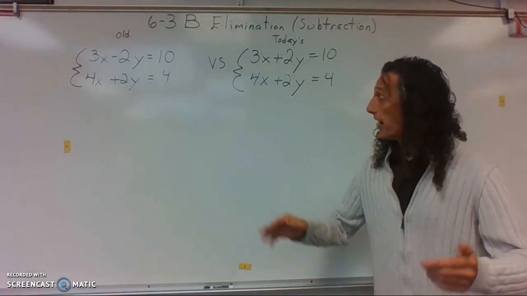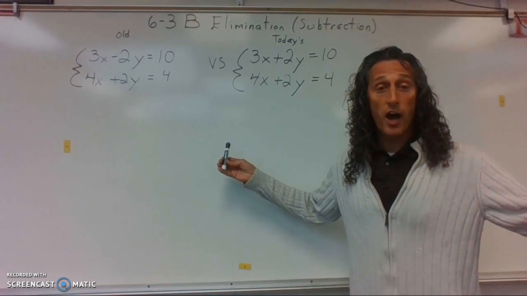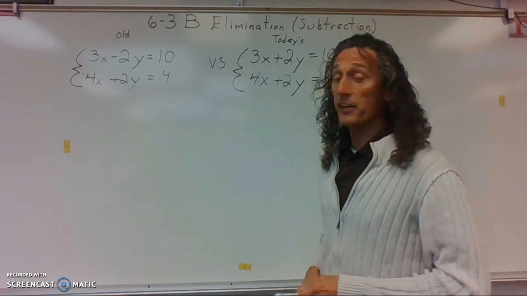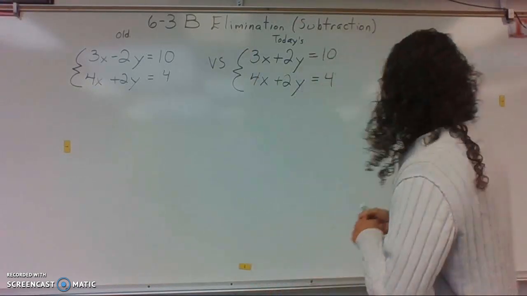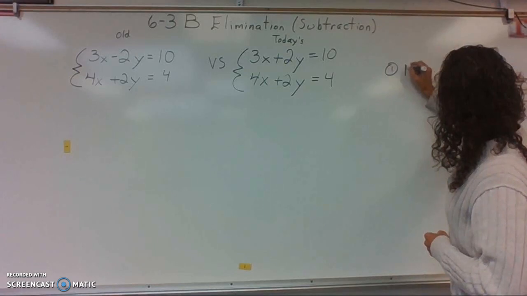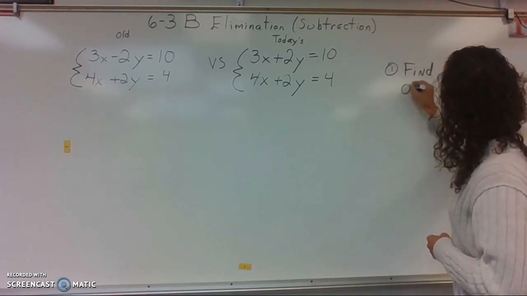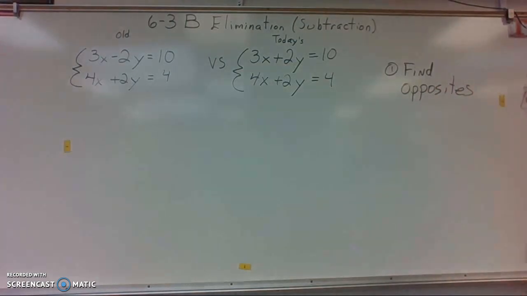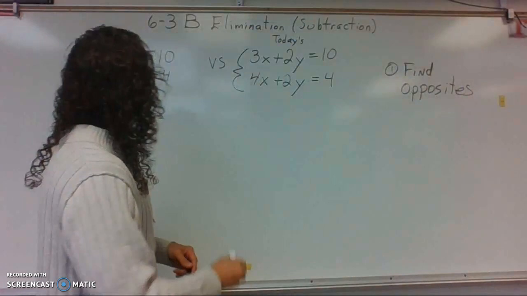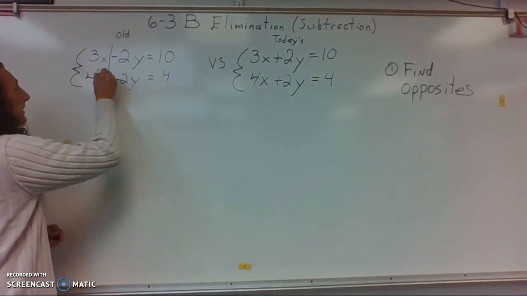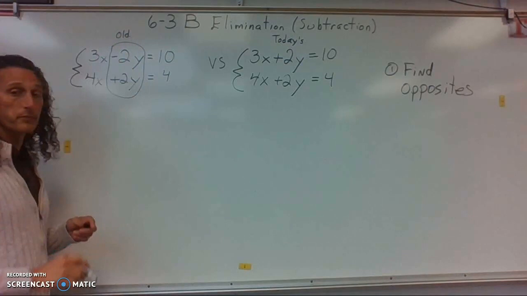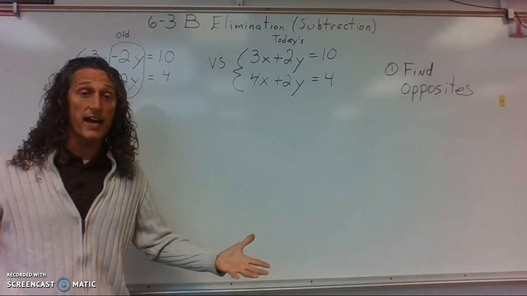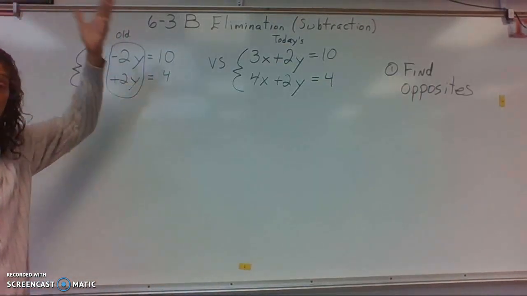You probably already saw it because you guys are so intelligent. In elimination, the most important thing is to find opposites. We have to find opposites. And that's probably what you noticed. Over here, here's our opposites. Same number, they're both 2's, and they're different signs. One's negative and one's positive.